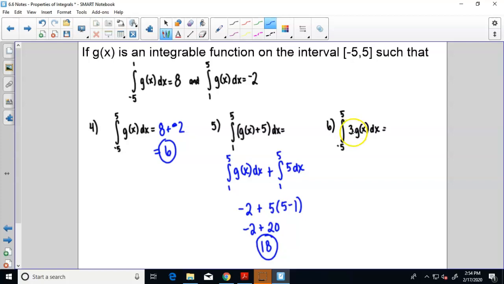Now, 6 is a little bit different. We are not going to use that constant rule for 6 because this 3 right here is a coefficient. It's multiplied by g, so we're going to pull it out front. So we would have 3 times the integral from negative 5 to 5 of g of x dx. And this part, the integral from negative 5 to 5 of g of x dx, we found that over here on number 4. So we would just have 3 times 6 there, which would also give us 18.